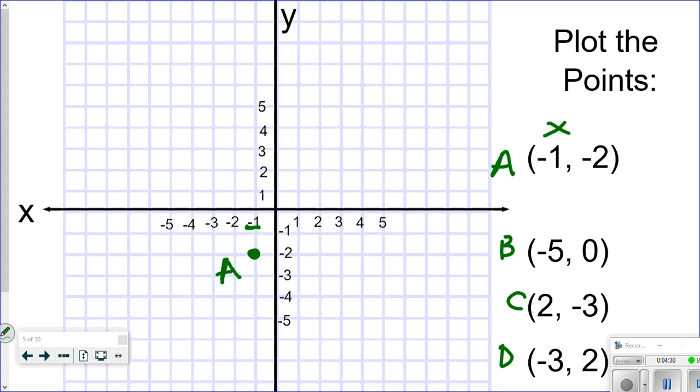Then I'm going to do B. The ones with the zeros are the hardest just because you don't move anywhere with the zero. So for B, I'm going to go over to negative 5. And then since 0 is the y, that means I'm not moving up or down. This is where my B is going to be, right here.